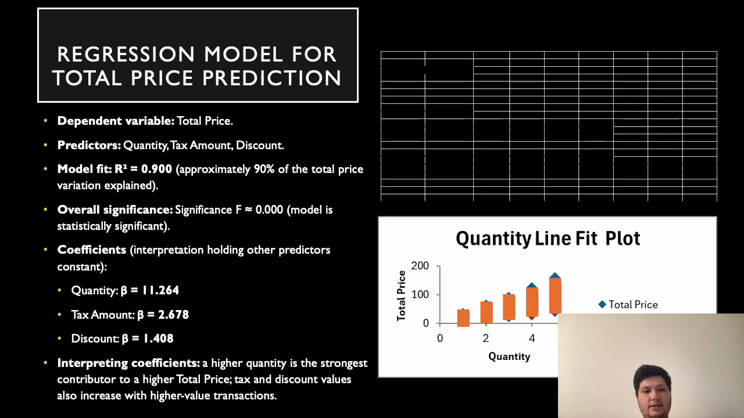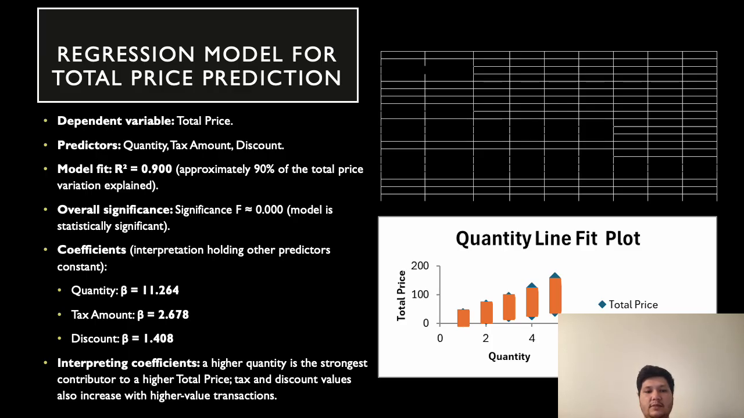The fifth slide is about the regression model for total price prediction. Next, I used the regression model to predict total price using quantity, tax amount, and discount. The model explains about 90% of the variation in total price, which indicates that the model is very strong and statistically reliable. This means the selected variables do a good job of explaining changes in total sales value.